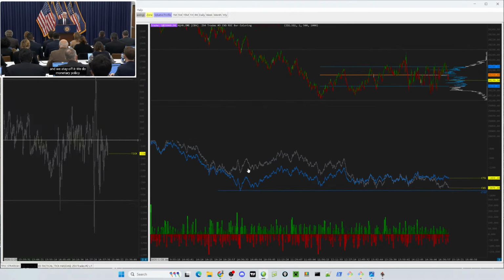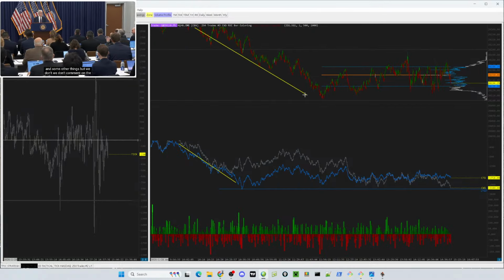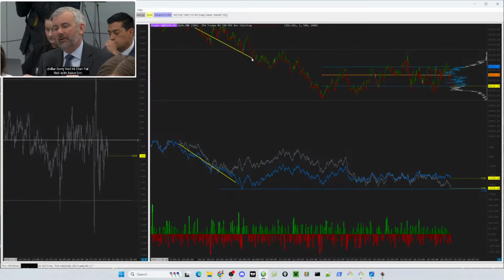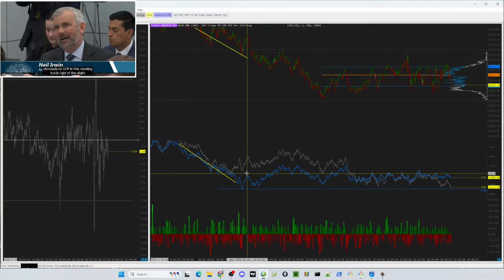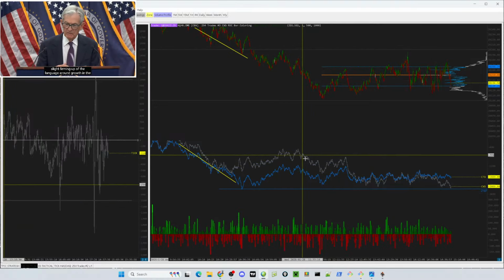Chair Powell, Neil Irwin with Axios. Obviously we came down here, no SEP in this meeting, but in light of the slight firming up of the language around growth in the labor market in the statement, should we assume that the timeline for any further rate cuts has been pushed back compared to what people might have thought in December?